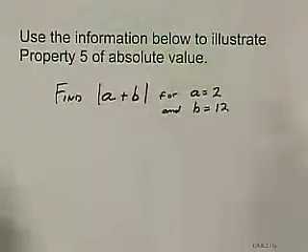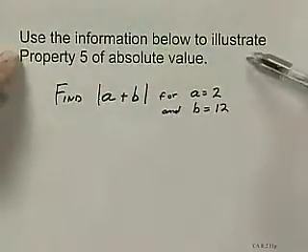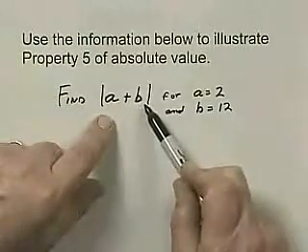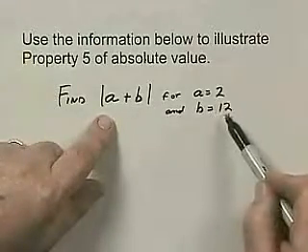Now it's time for you to try a problem. Pause the video and work out the following problem, and then restart the video to check your work. Use the information below to illustrate property 5 of the absolute value. Find the absolute value of a plus b when a is 2 and b is 12.